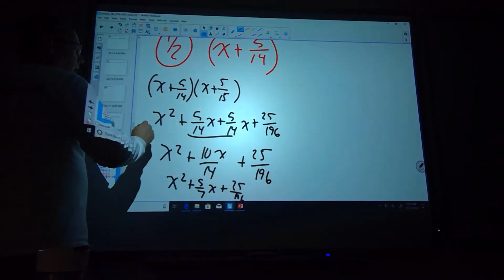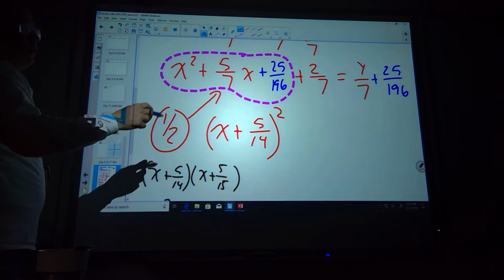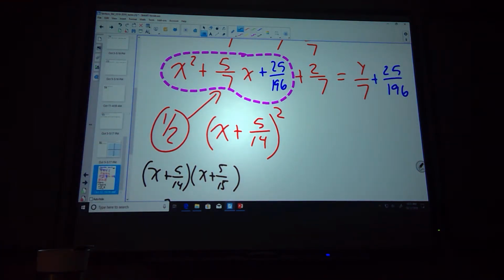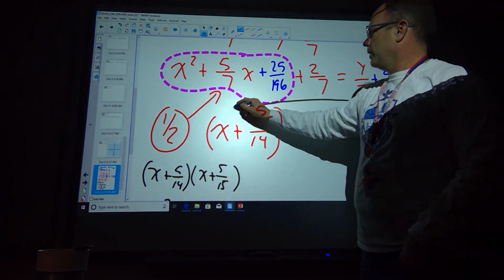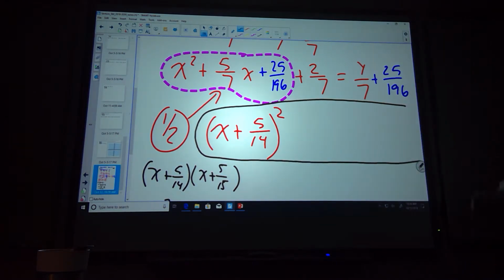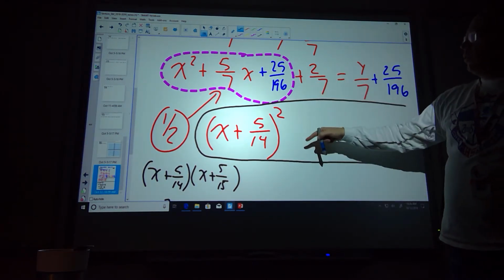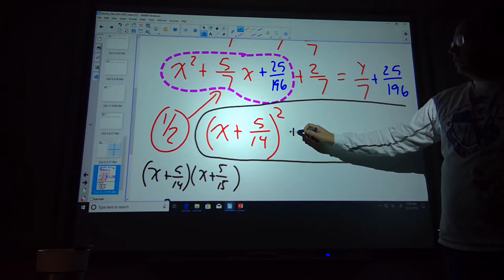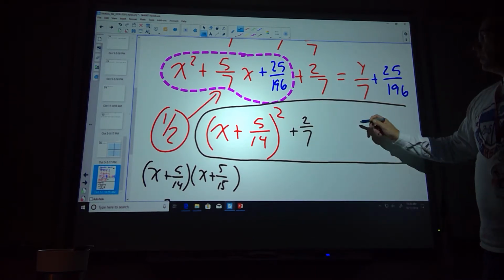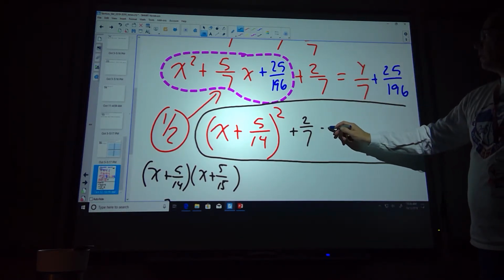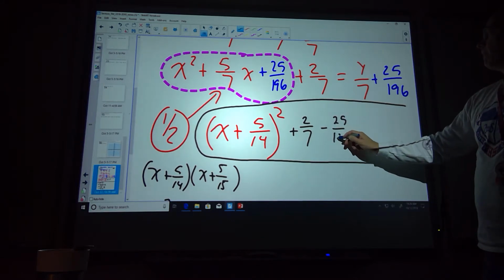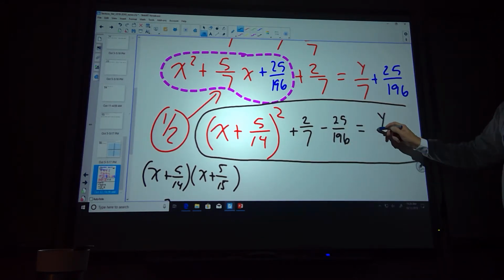I made my binomial become a perfect square binomial to give me a perfect square trinomial. That means I took the exact same binomial times the exact same binomial. So I got that. Is everyone good with that? So that leads us down to this step right here. Notice, I still have a 2 over 7 sitting right here. Agree? I added 25 over 196 over here, but that's no good, so I'm going to subtract it and bring it back over here. And then it's going to be equal to y over 7.